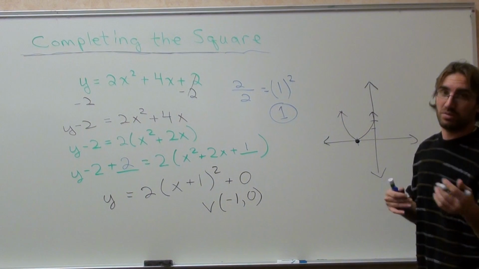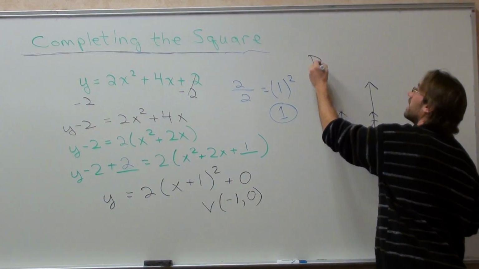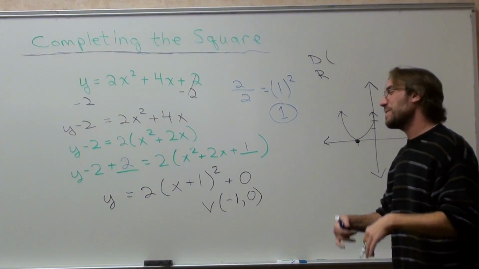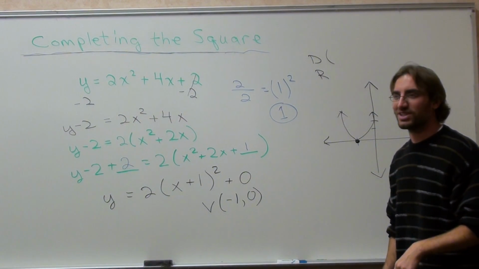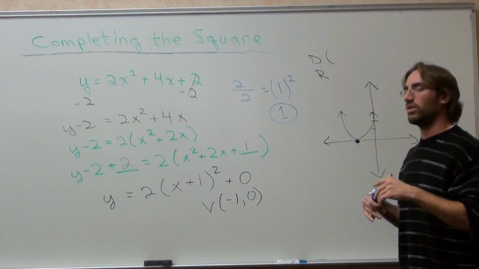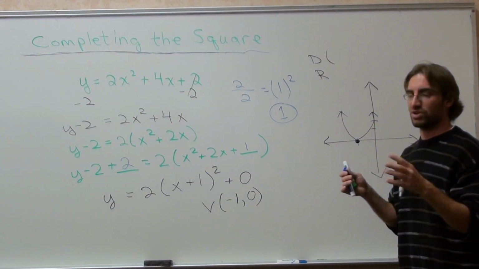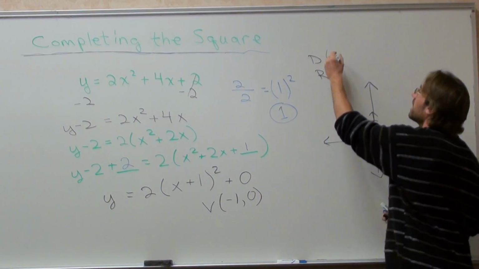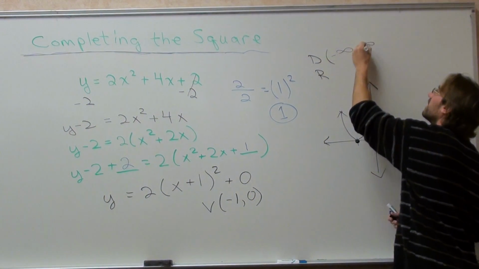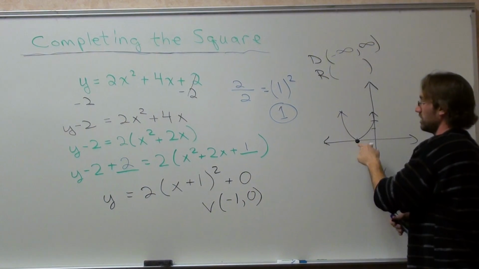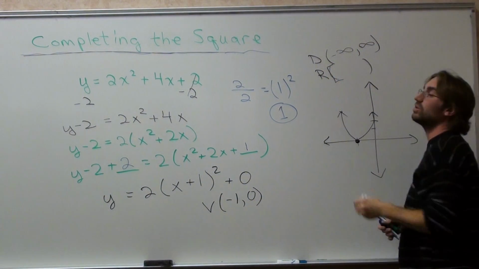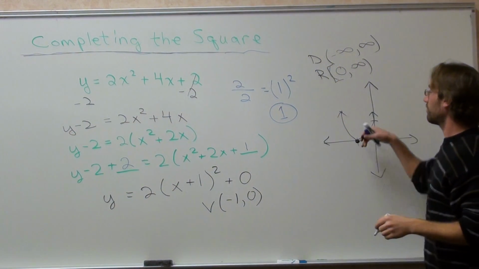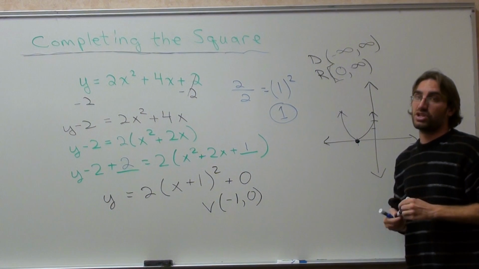We haven't done this in a while, so I'm going to go ahead and reiterate this step. My domain and my range. My domain is the same thing as my linear functions and my absolute value functions, with the exception of the special case in linear functions. For absolute value functions and all quadratic functions, it's negative infinity to infinity. The range is from 0, actually it includes the number 0, so it's a square bracket, all the way to infinity. Goes up. So that's a brief introduction of completing the square.